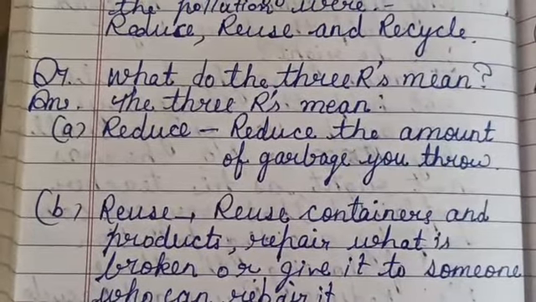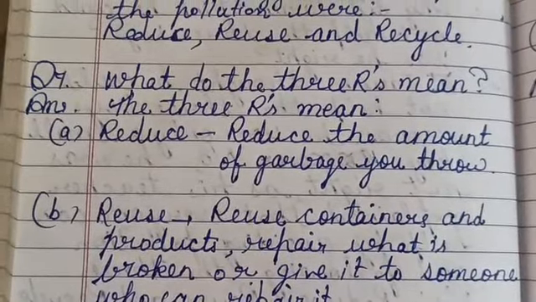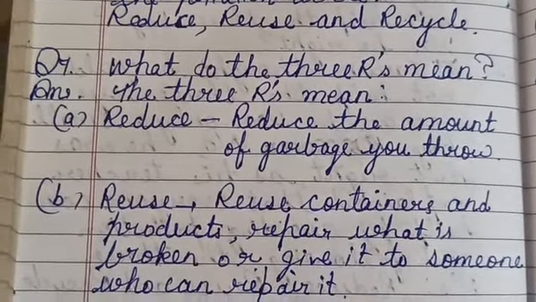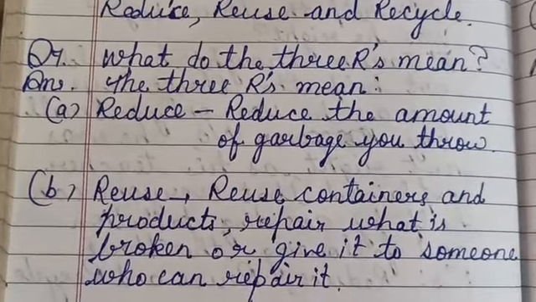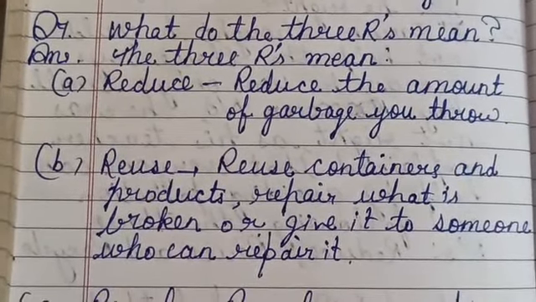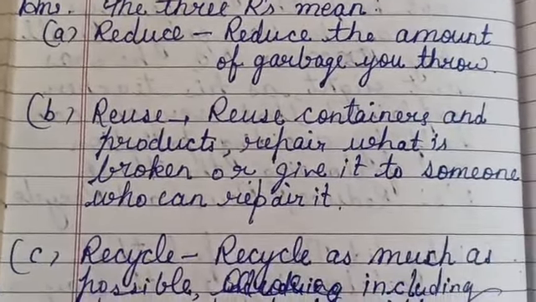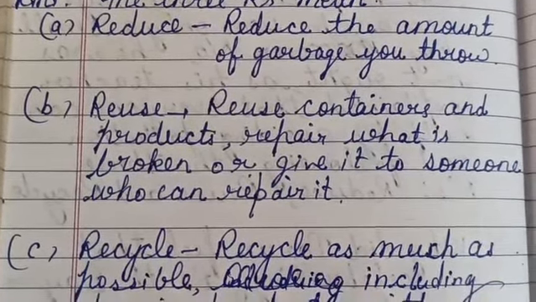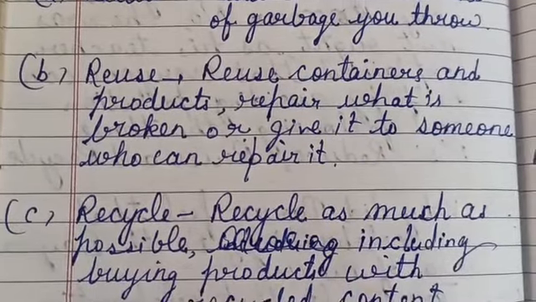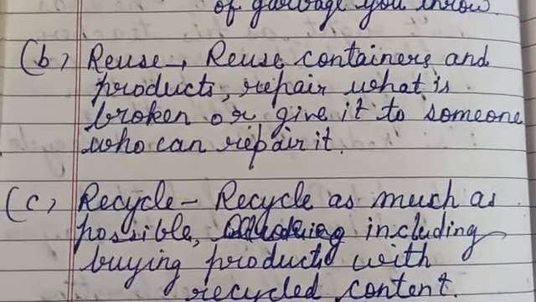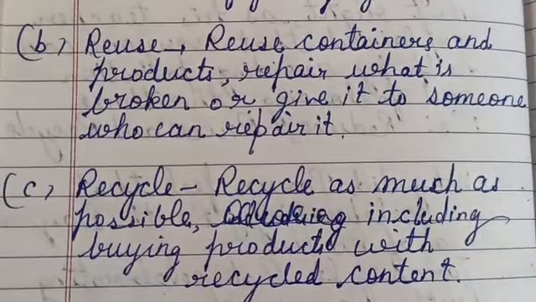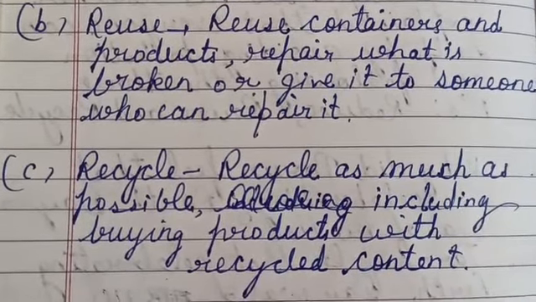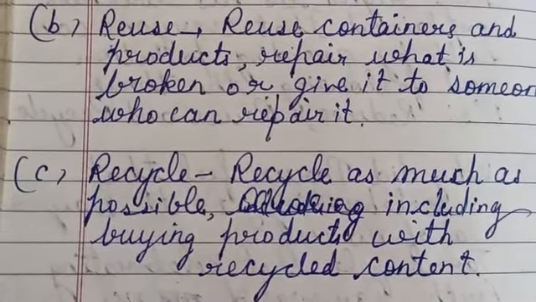And this is the last question, what do the 3 R's mean? The 3 R's mean, number 1, reduce the amount of garbage you throw, reuse containers and products, repair what is broken or give it to someone who can repair it. Third, recycle as much as possible, including buying products with recycled content.